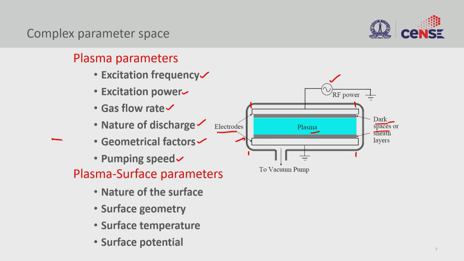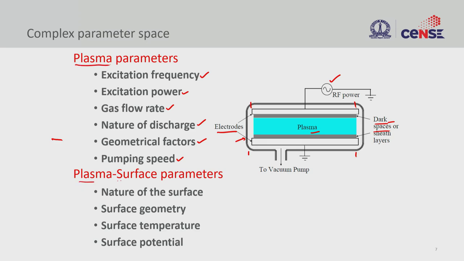And then the pumping speed, right? The pumping speed also determines your pressure and so on. You can also say the gas flow and pumping speed together contribute to the pressure inside. So that is again an important parameter. So these are the bulk plasma properties, right? How do we control that?